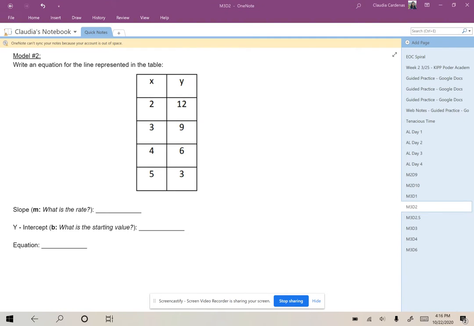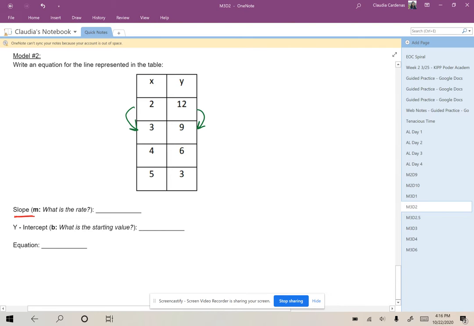So let's try another table to really solidify our practice. Looking at this problem, we know that we first need to find the slope, or the rate of change, based on the y values and the x values. So I'm going to pick any pair of points, and I decide I'm going to pick these two.